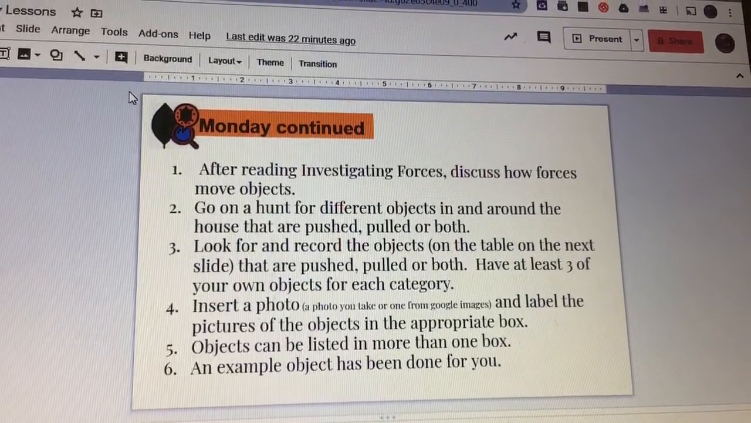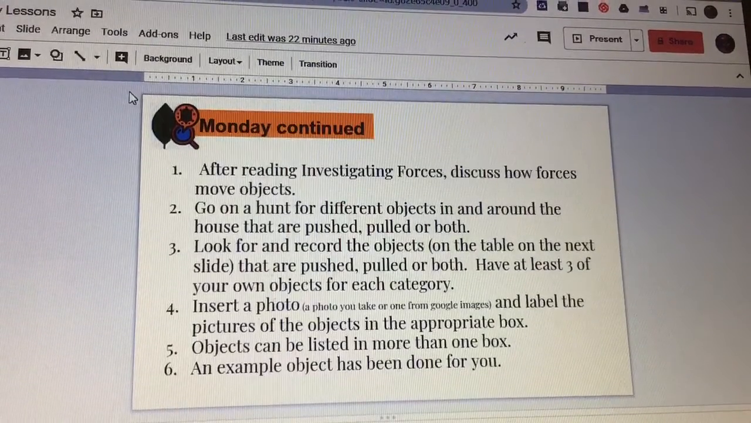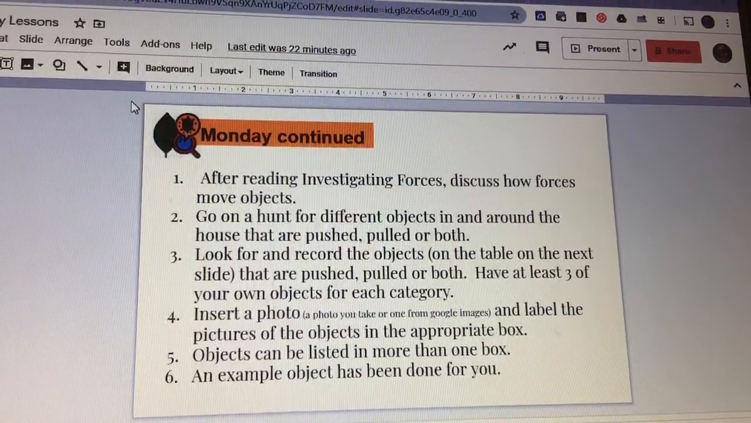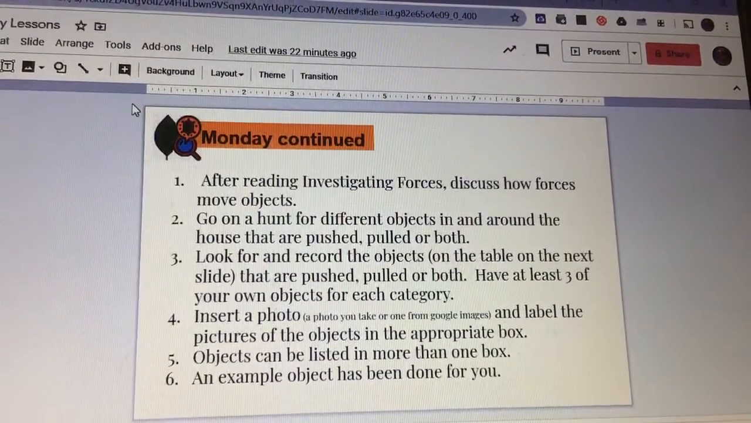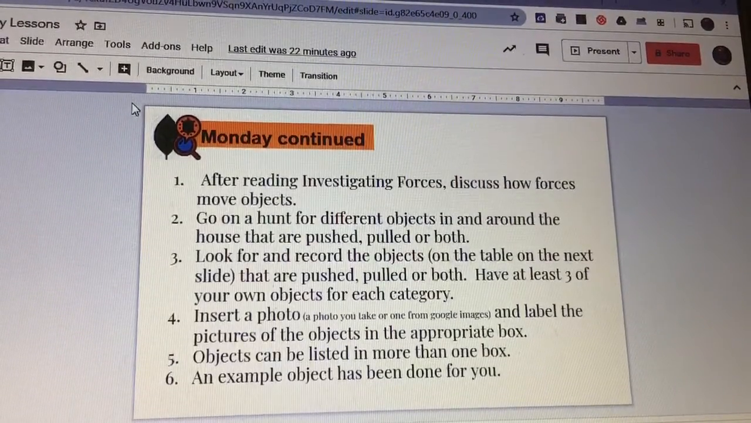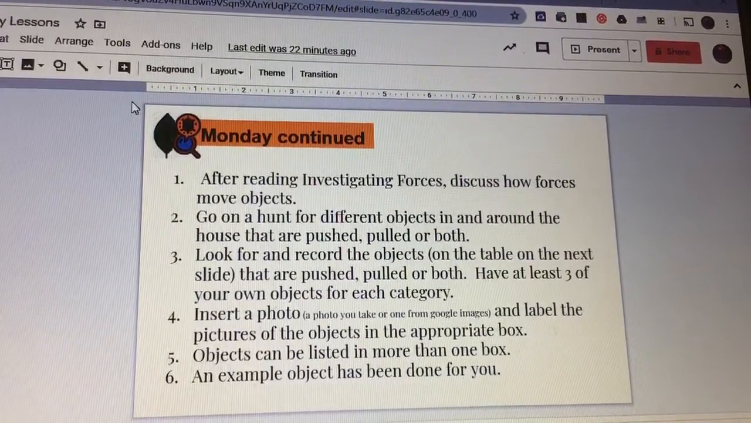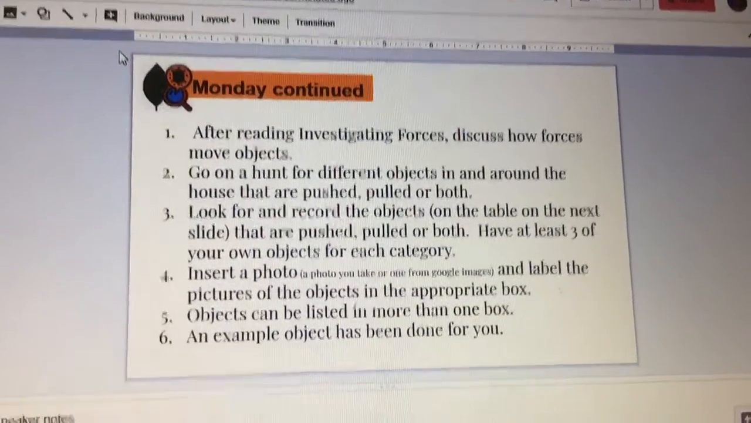I'm going to ask that you have at least 3 objects of your own for each category. I want you to insert a photo, either a photo that you take or a photo from Google Images, and label the pictures of the objects in the appropriate box. You can put objects in more than one box if you'd like to, so if you have something that pushes and pulls. An example object has been done for you. So I'm going to go on to the next slide.